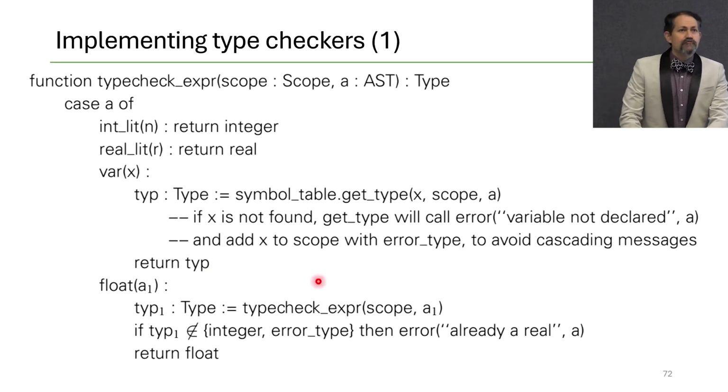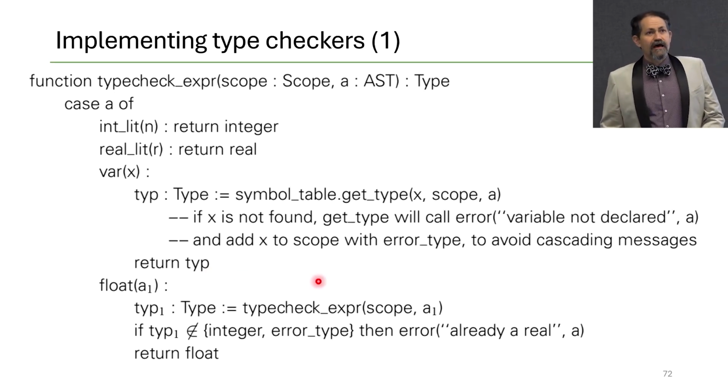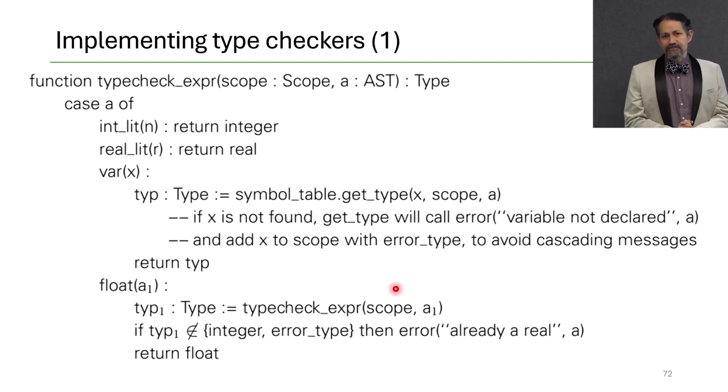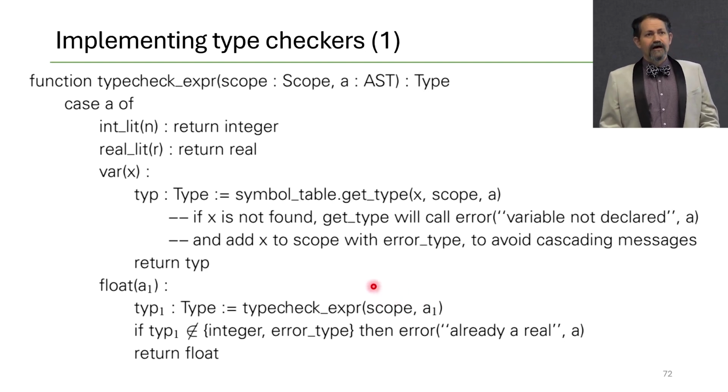A similar scheme is used for expressions like float. So if we have a float expression, we type check the sub-expression. So this is a recursive call. And that recursive call corresponds to the premise of the typing rule for float. So the premise turns into a recursive call of the type checking routine. In this case, we pass in the same scope and the sub-expression A1.